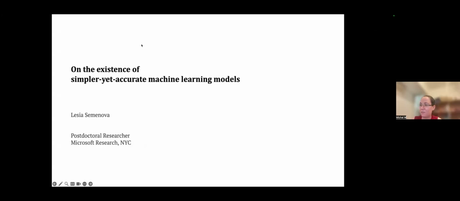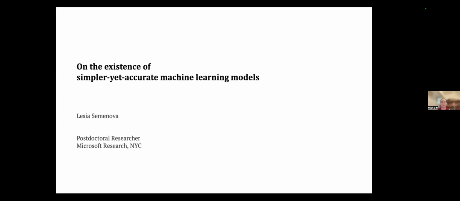So I'm very happy to have Lesia Semenova here with us. She's a postdoc at Microsoft Research in New York. She completed her PhD at Duke University, and she's interested in interpretability, responsibility, and trustworthy AI. I'm personally lucky to work with her, to collaborate with her, and it's a real pleasure. And today, we are going to hear about one of our works on how to build simple and accurate models. So the floor is yours, Lesia.